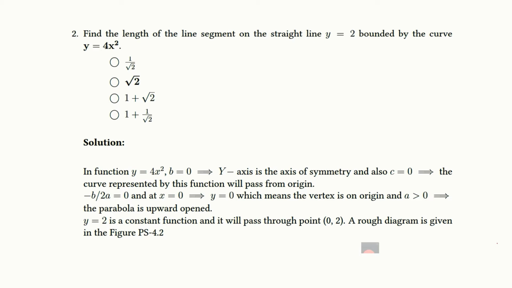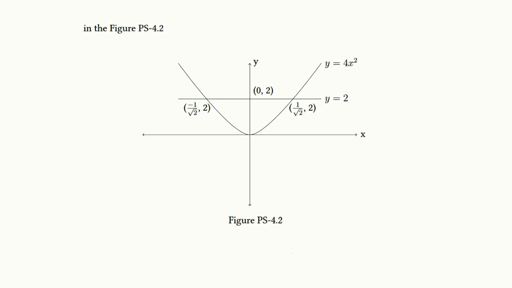Let's move to the second question. Find the length of the line segment on the straight line y equals 2 bounded by the curve y equals 4x square. So we were given the curve y equals 4x square and the straight line y equals 2. Let's try to draw this curve and line on the xy plane. It will roughly look like this.